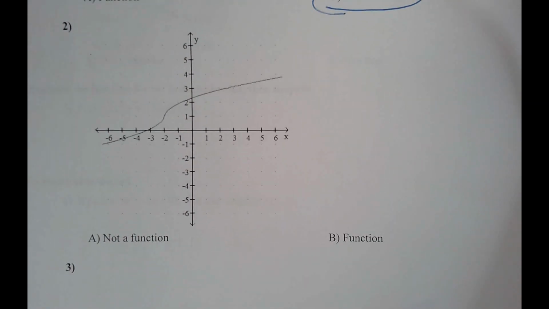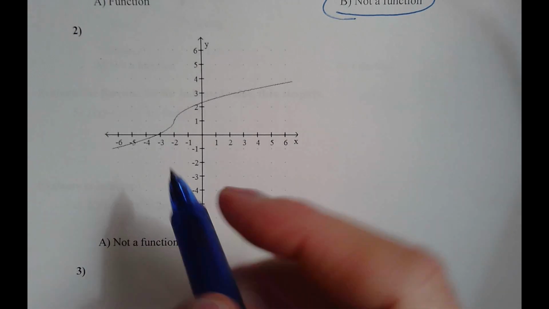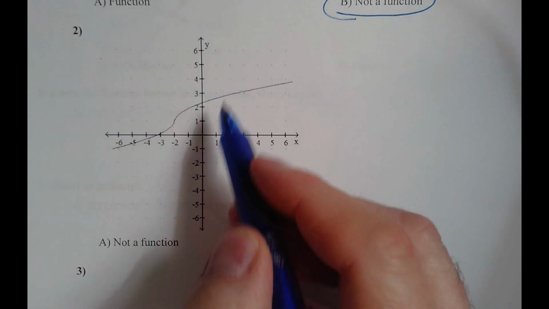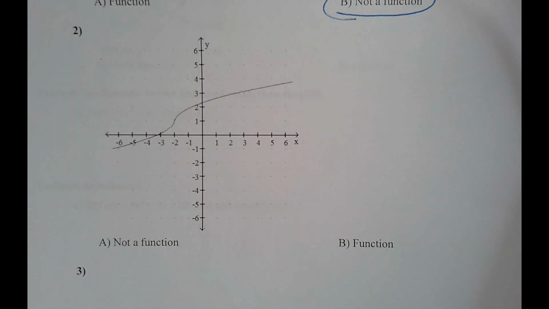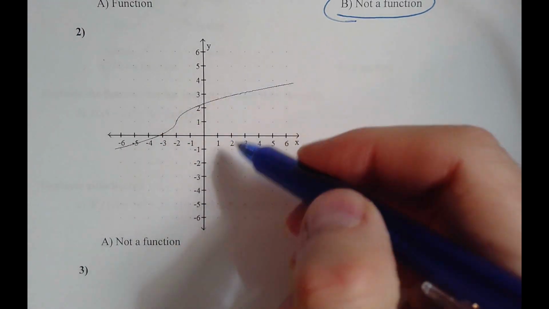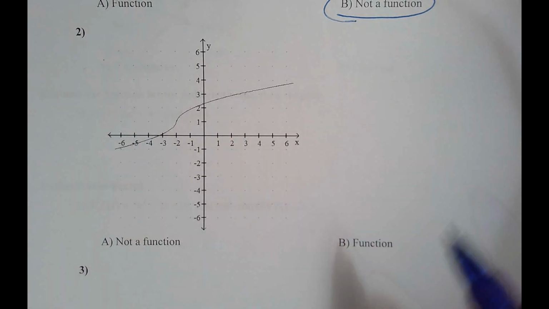Let's try number 2. So, we use our vertical line test. Think about your vertical line test. Does this satisfy the vertical line test or not? Pause the video, write down your answer, and then start the video up again. Since I can take any vertical line here, it's going to pass through at most one point, then this is a function.